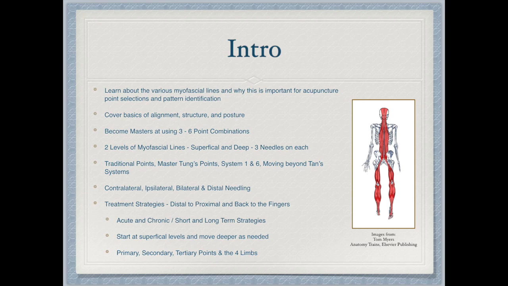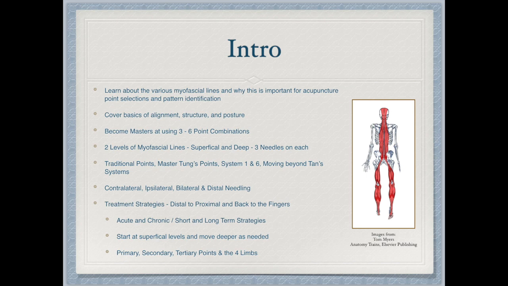So let's go ahead and take a look at the next page that reads Intro. And the first point here reads, learn about the various myofascial lines and why this is important for acupuncture point selections and pattern identification. So the myofascial lines were discovered and written about by Tom Myers in his book Anatomy Trains, and he's a structural therapist.